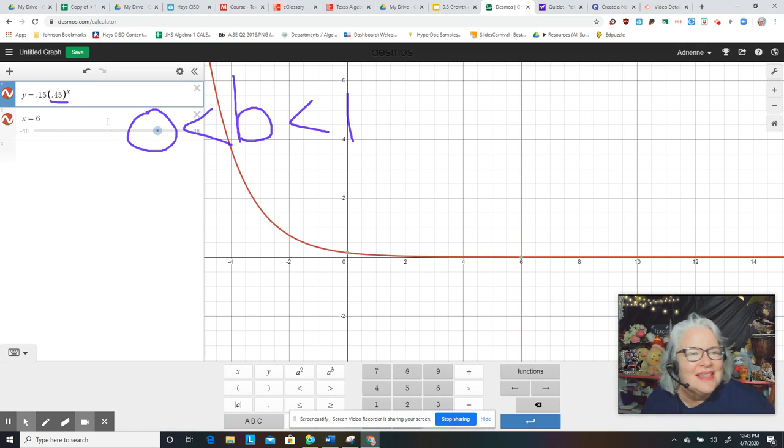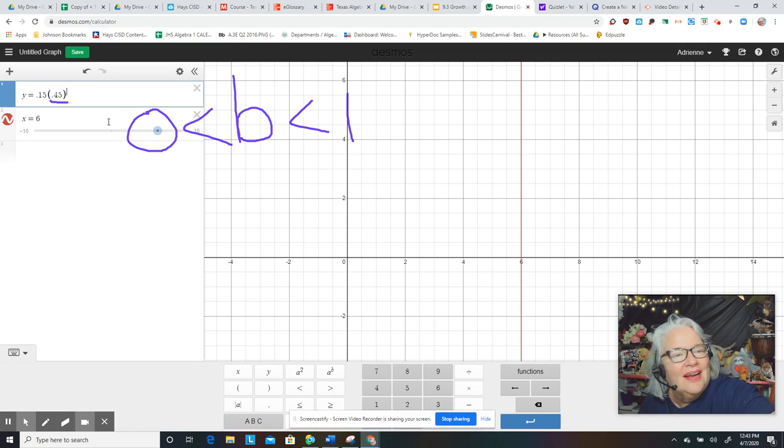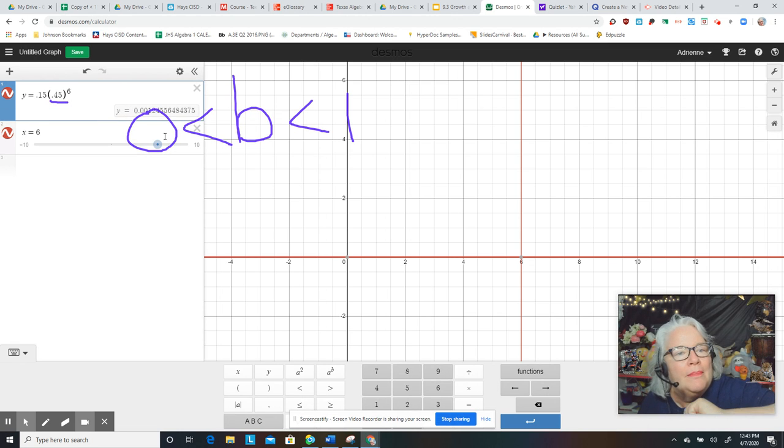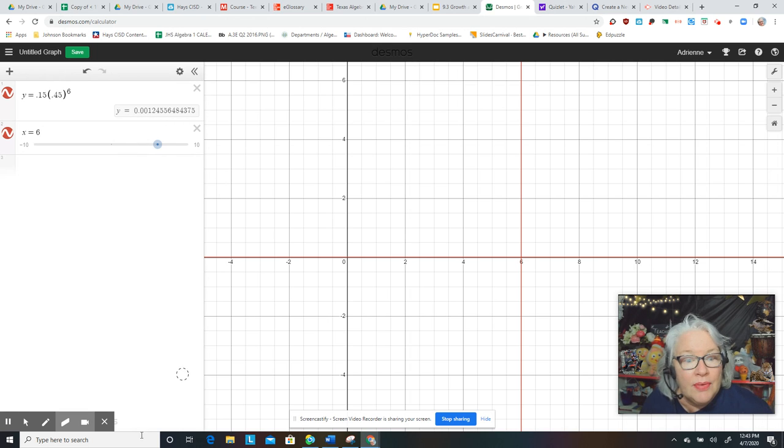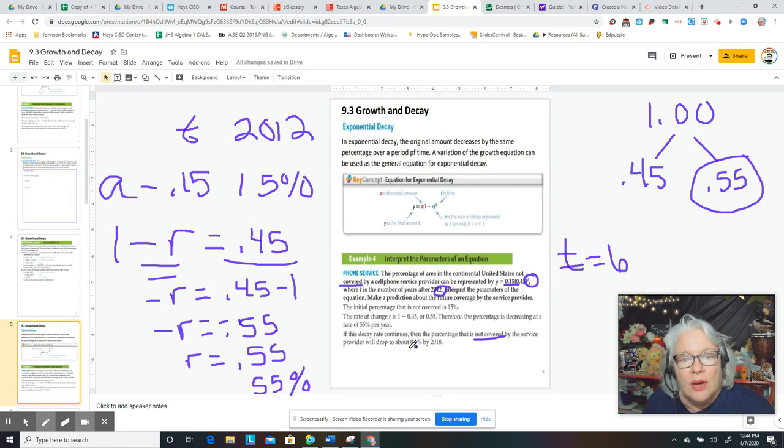So let's put a 6 there. Oh, you can't see it. 0.001. Now remember, that's a decimal. If you want that as a percent, multiply it by 100, or move your decimal 2 spaces, and that's where they got the 0.1% from. 0.1% by 2018.